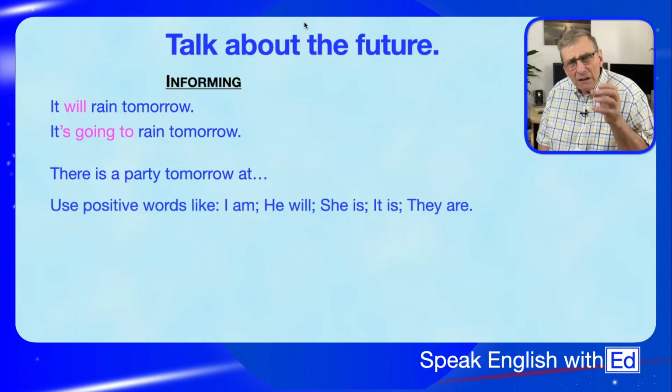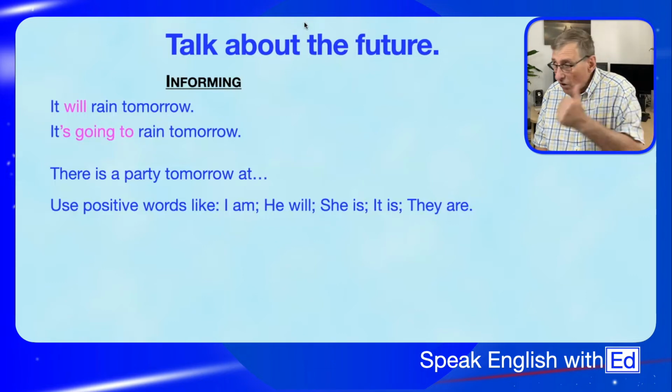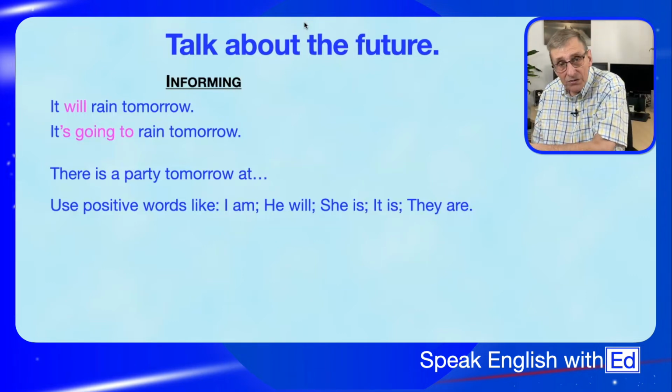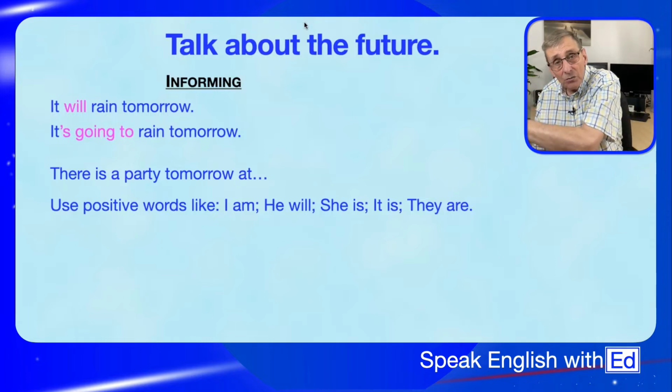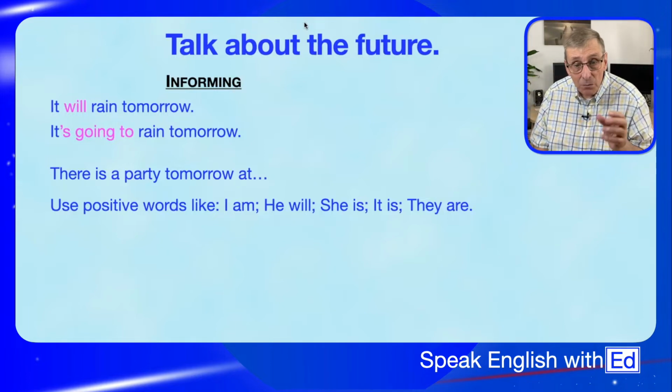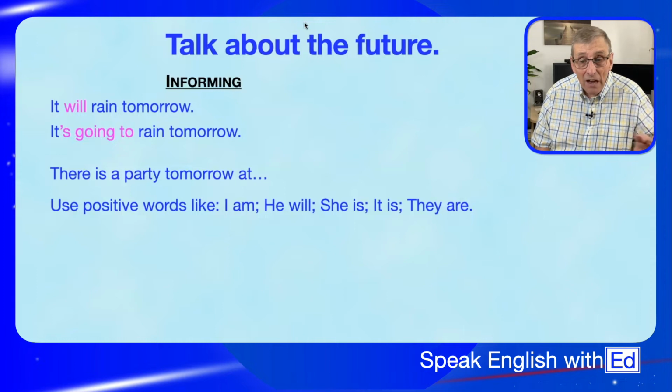When you're informing, use positive words like "I am." I am going to the shops tomorrow. It's a plan, it's a future event, you're doing it tomorrow. I am doing this tomorrow. Or he will be playing cricket for such and such a team this year, whatever.